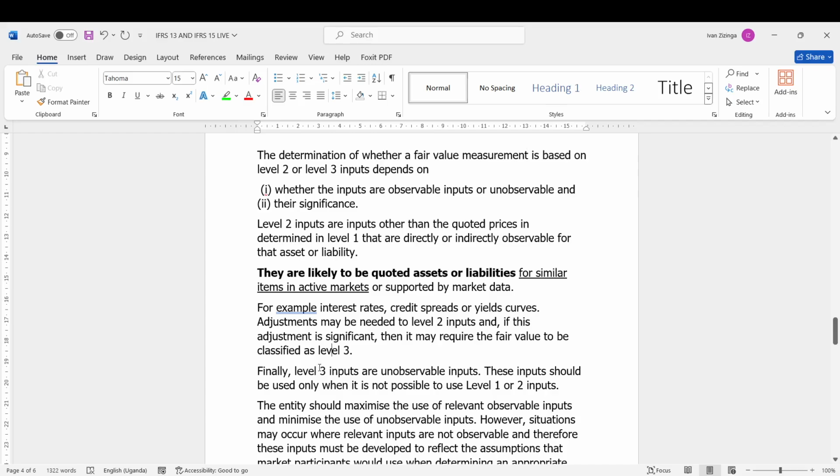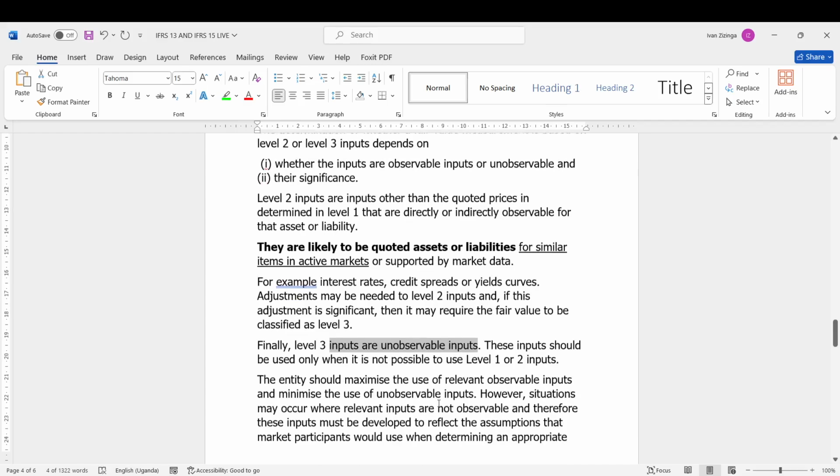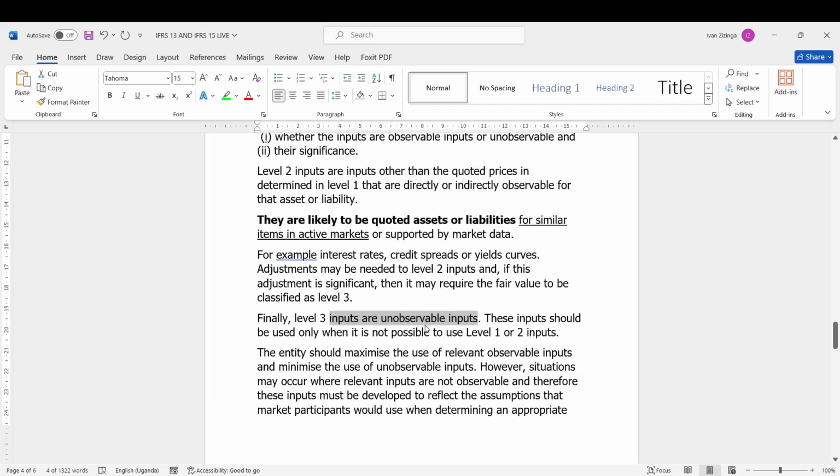Okay? But level 3 is purely for inputs that are not observable. And I gave you an example. Here we include what we call valuation techniques, like the discounting of future cash flows, so that you can obtain the value in use of the asset.